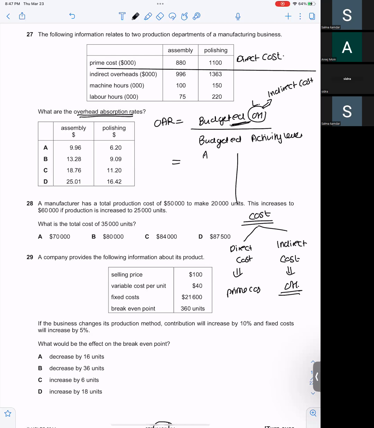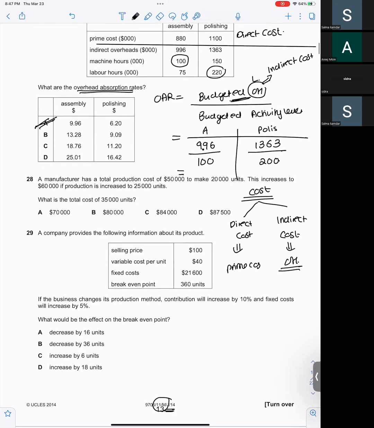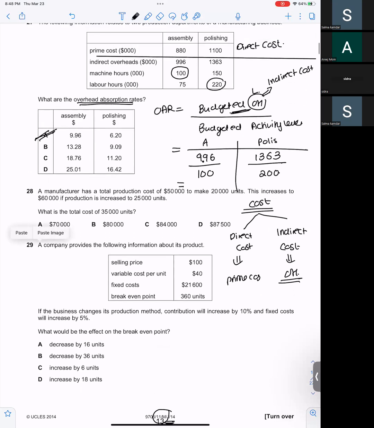So I have the assembly department and the polishing department. Budgeted overheads for the assembly department is 996 divided by 100. The budgeted activity level will be the higher one. So it's option A. Let me find 996 divided by 100, so 9.96. Are you with me? Yes, miss. Can I move ahead? Okay, fine.